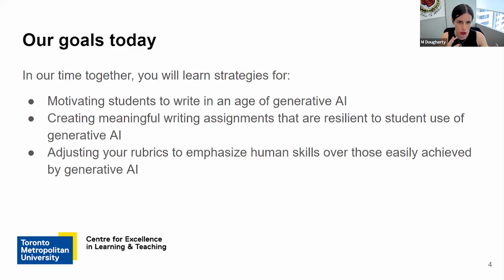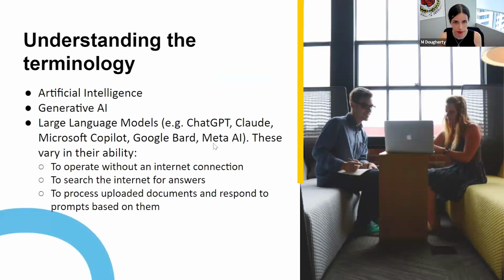What I want to try to make sure is that as much as we can, given the pace at which this is moving and the fact that everything we're talking about might be somewhat out of date by next year, assignments here are meaningful and helpful for students, whether or not they use generative AI, and that students who use generative AI don't necessarily gain an advantage over students that do not use generative AI. So that will also come up when we're thinking about the third goal, adjusting your rubrics to emphasize human skills.